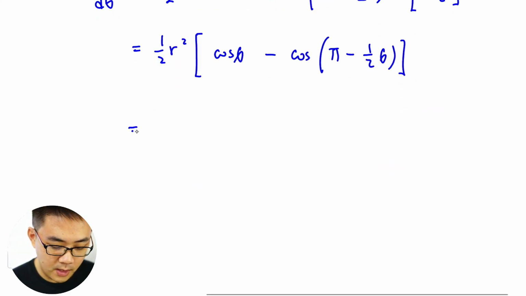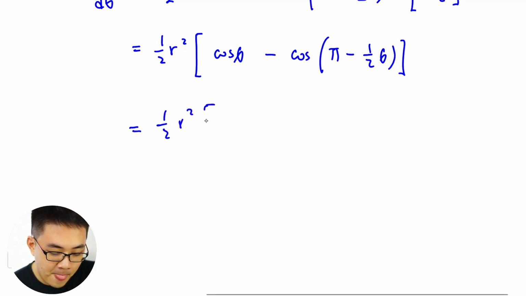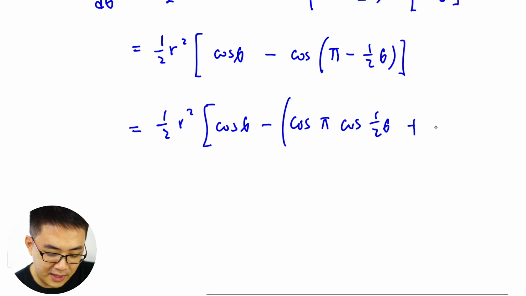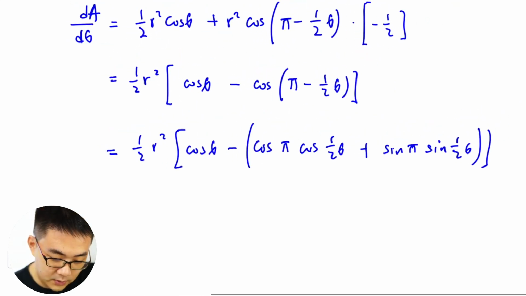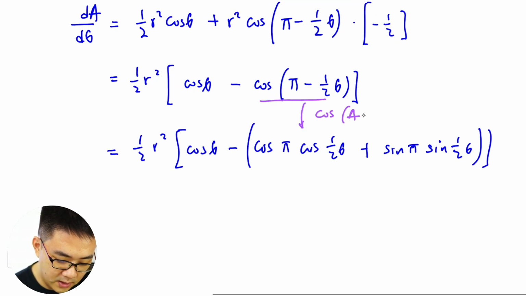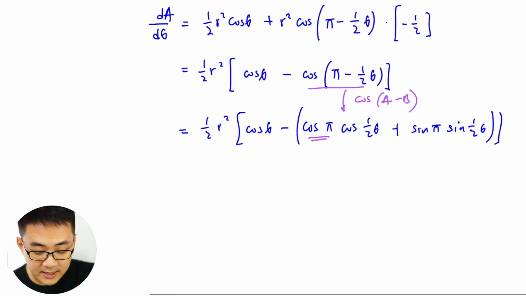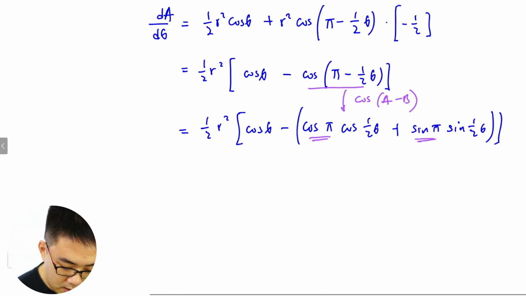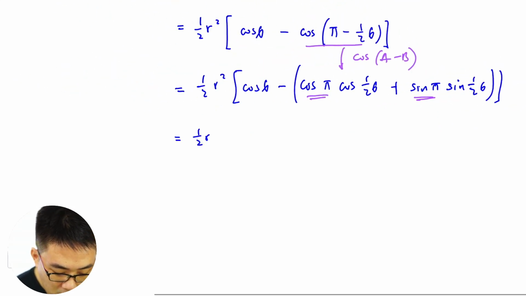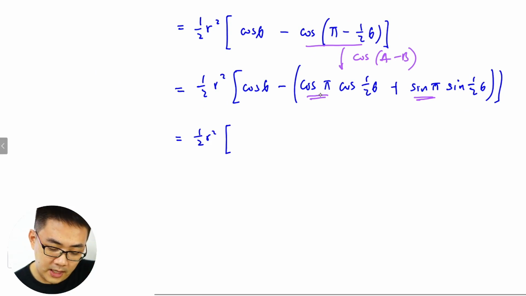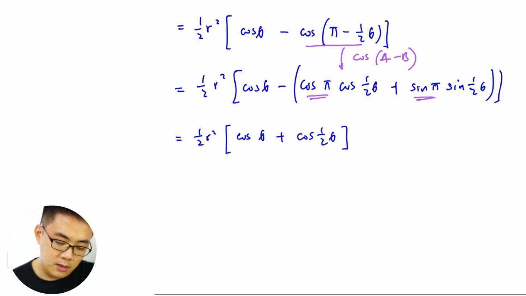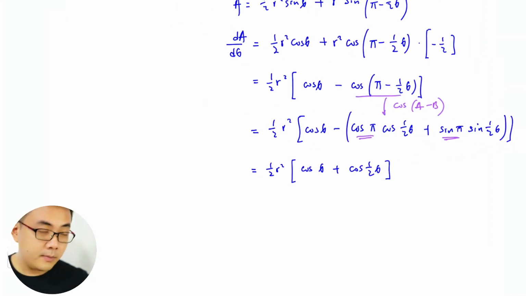In the second quadrant, that will be a negative, but if you're not confident with that, you can use cos(A minus B), which is cos A cos B plus sin A sin B. So cos pi is negative, and sin pi is 0, so you will get negative. So this is half r squared times cosine theta plus cosine half theta. There you go. That's how we do it.